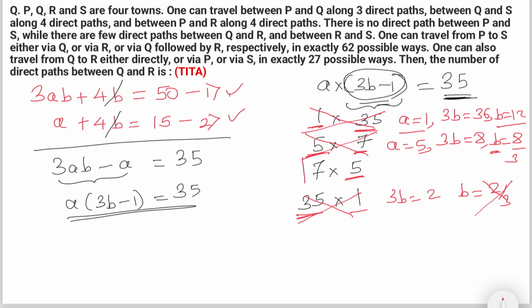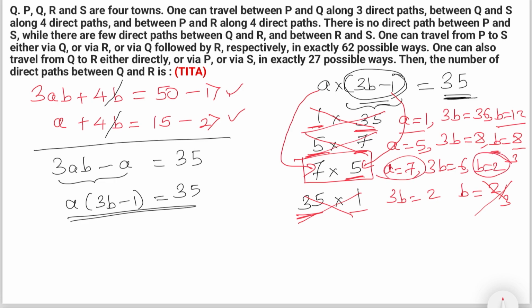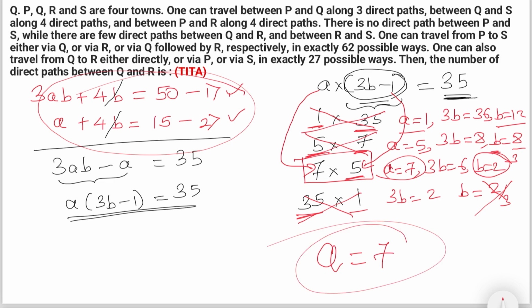That leaves me with only one possibility, and that is A is 7 and 3B minus 1 is 5. So 3B will be equal to 6 or B is equal to 2. Yeah, perfect. B is 2 and A is 7. Now if you want, you can check by substituting in these two equations. A equal to 7 and B equal to 2 will satisfy both the equations, right? So very clearly the number of direct paths between Q and R, which we had assumed as A, is nothing but 7, and thereby the answer to our question.